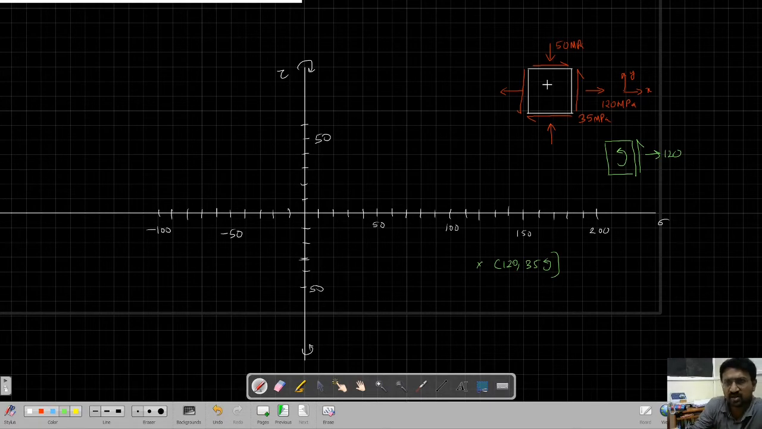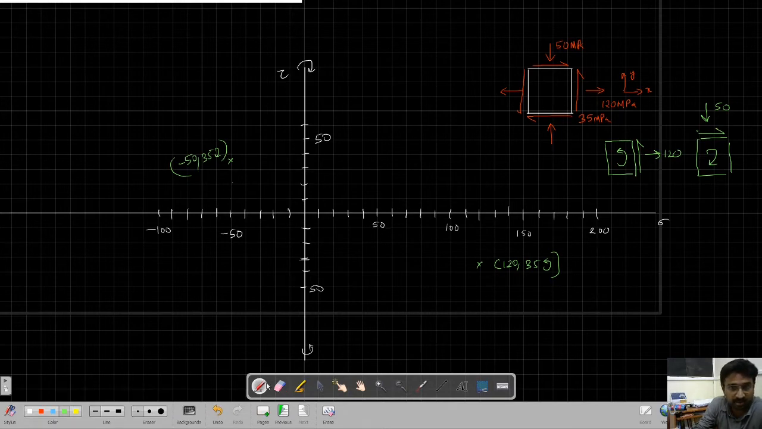For the second point, I will consider this plane. In this plane, we have a compressive stress of 50 MPa and a shear stress in this direction. The shear stress is trying to rotate it in the clockwise direction. Okay. So compressive stress is minus, so 10, 20, 30, 40, 50. This is minus 50. And shear is clockwise, so upward: 10, 20, 30, 35. So this point is minus 50, 35 MPa, which is clockwise shear. Okay. Now we have 2 points on the Mohr circle.